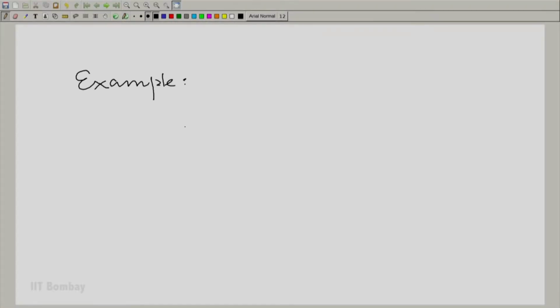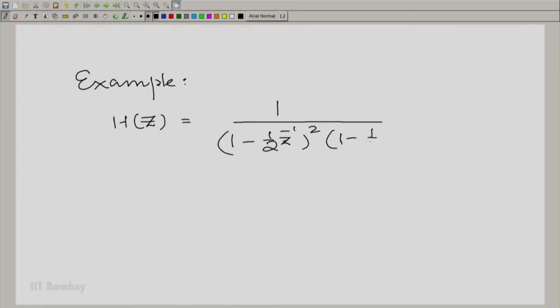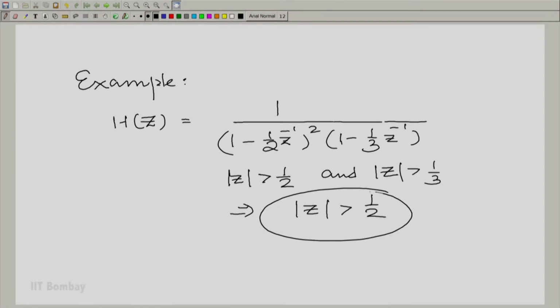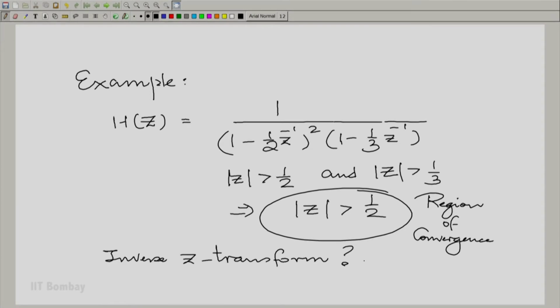Let us consider, for example, the Z transform H of Z is 1 by (1 minus half Z inverse) squared into (1 minus 1/3 Z inverse), with mod Z greater than both of them, that is mod Z greater than half and mod Z greater than 1/3, which means mod Z needs to be greater than half, which becomes the region of convergence. Now, the question is to find the inverse Z transform of this expression with its region of convergence. How do we go about it?